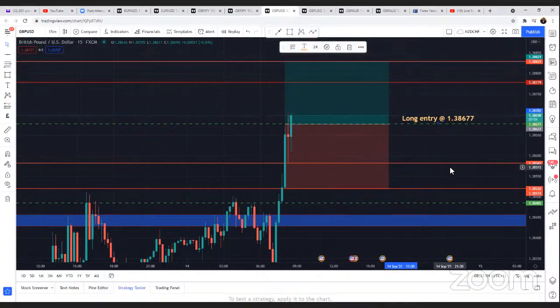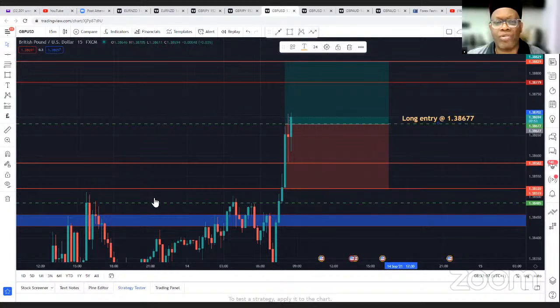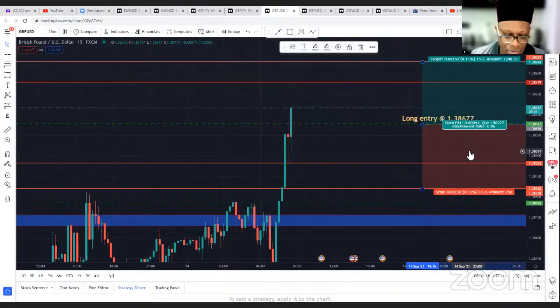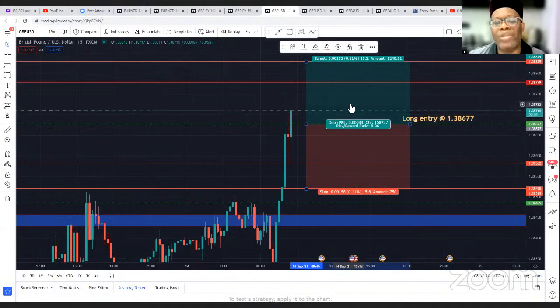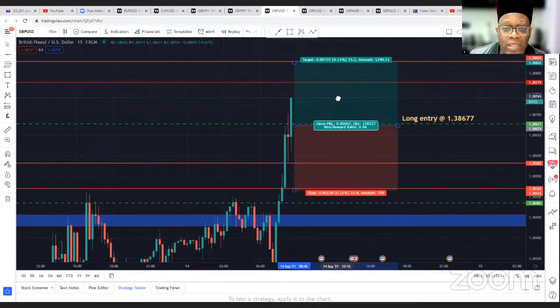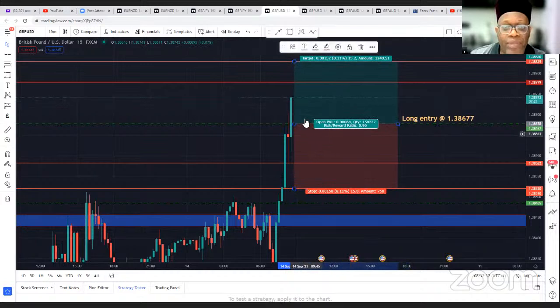Now, just to remind you guys, when you see this box I am moving like so, it tells you which way we are expecting the price to move. You can see here it's green and red. You want to be going in the direction of the green box. So you can see it's pushing up for us now.